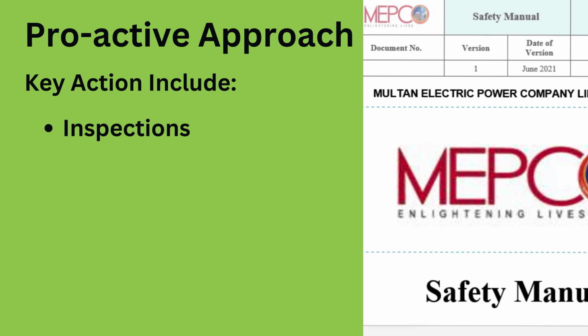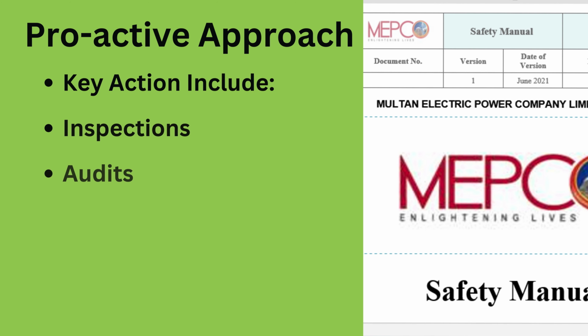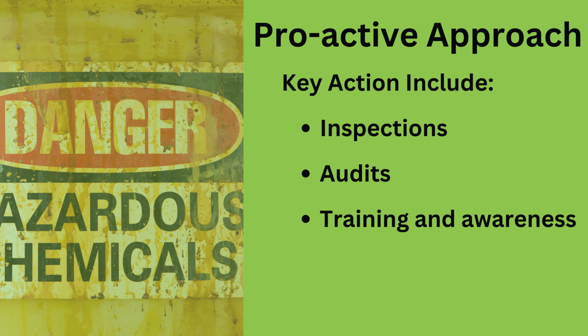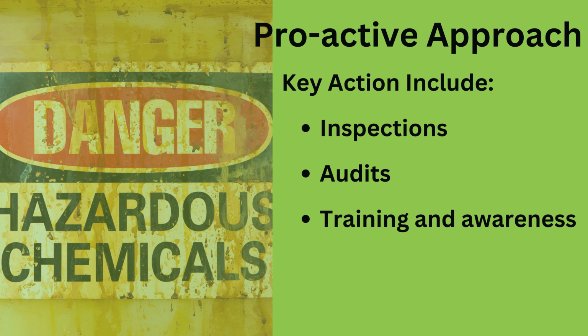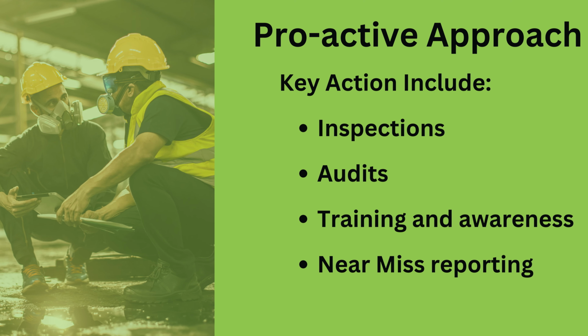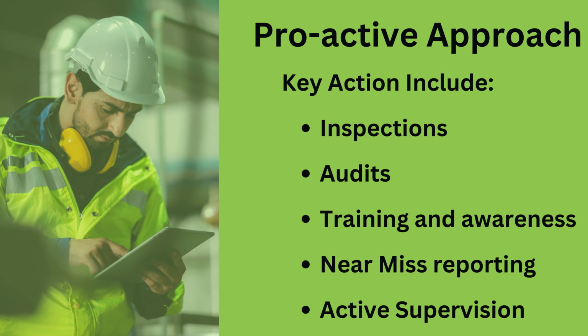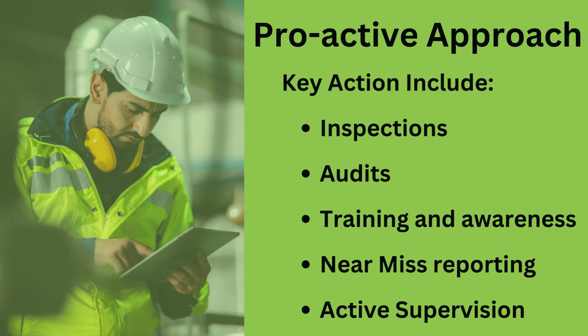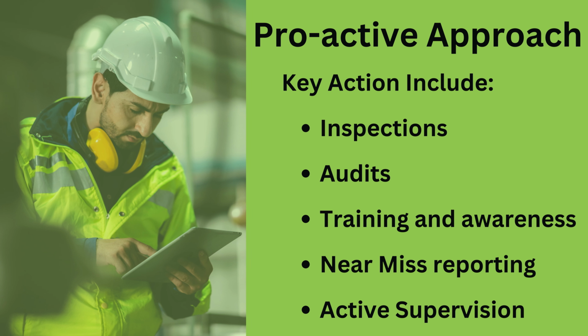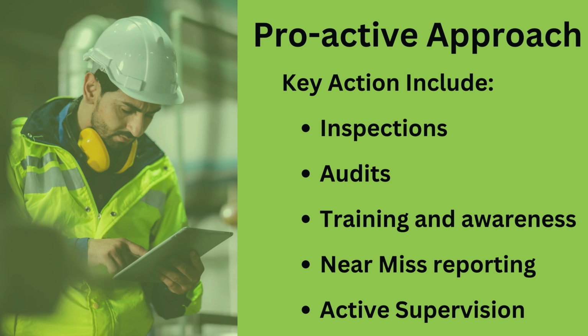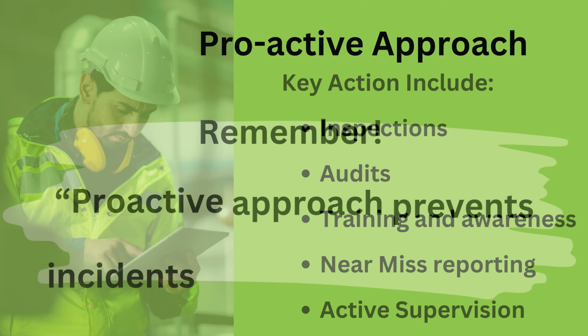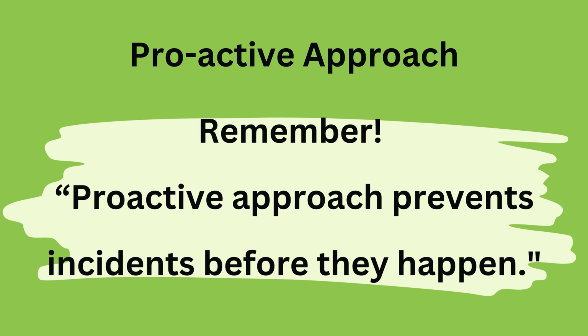Inspect regularly to uncover hidden hazards. Audit safety protocols to ensure they're on point. Train continuously to keep employees safety savvy. Encourage near-miss reporting to learn from close calls. Supervise actively to ensure compliance and safety excellence. By adopting an SMS, organizations can reduce injuries, improve compliance, and enhance their reputation. But that's not all. We must remember, proactive approach prevents incidents before they happen.